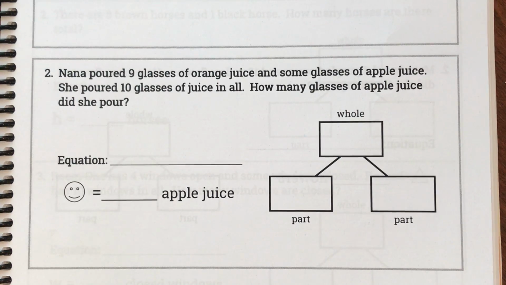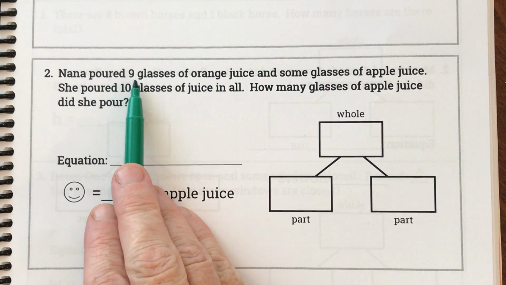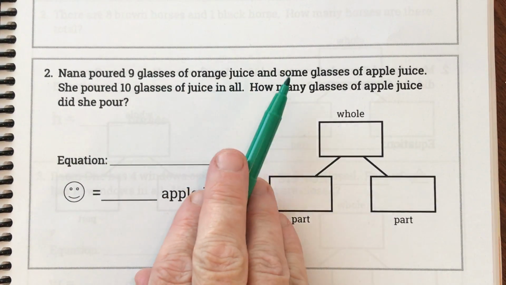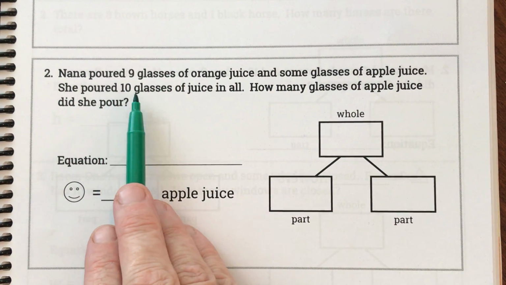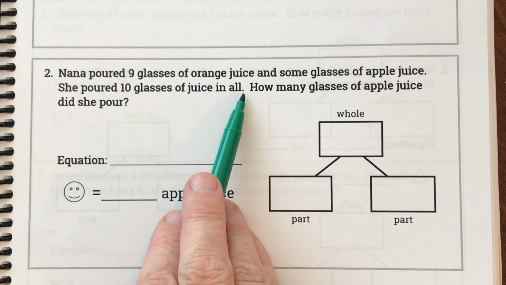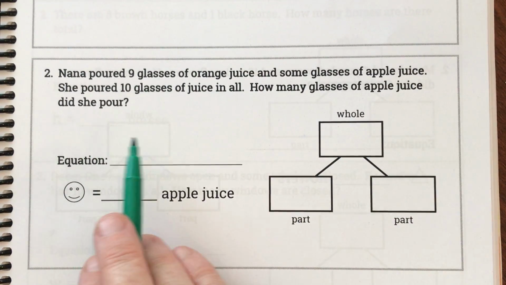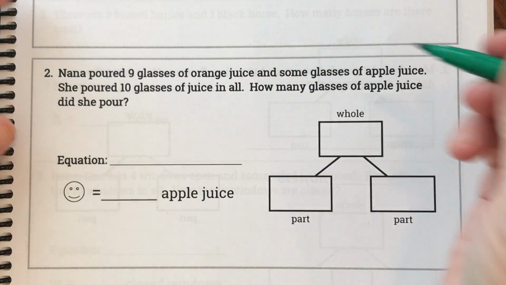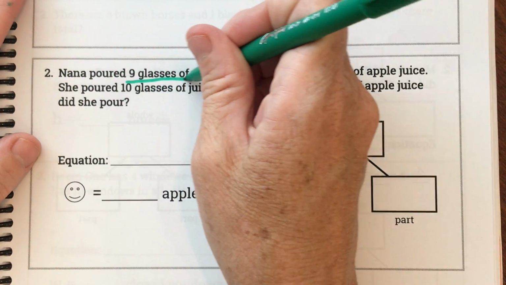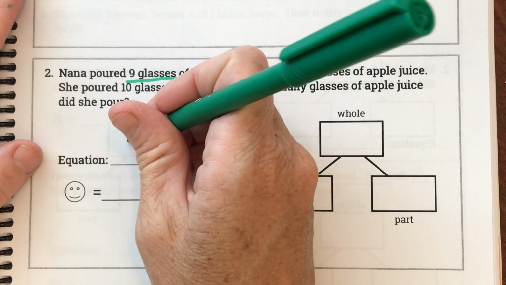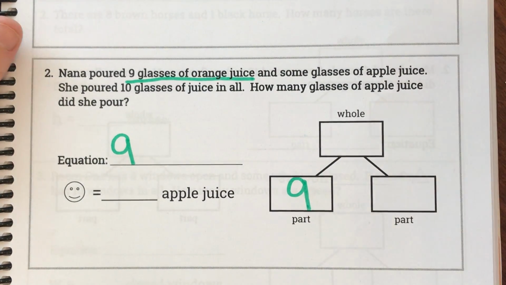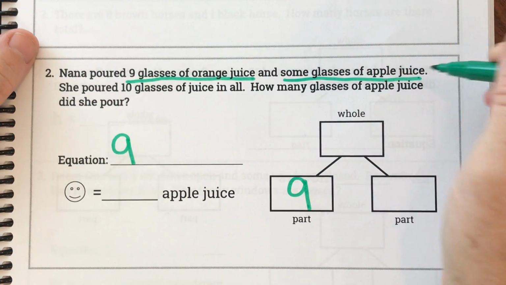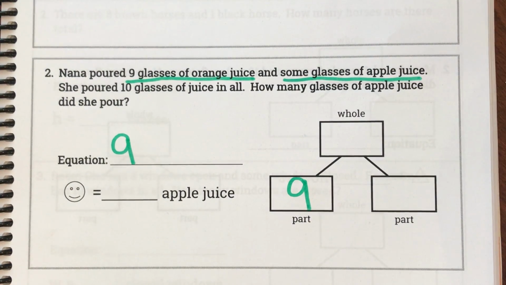All right, let's read our next question. Nana poured 9 glasses of orange juice and some glasses of apple juice. She poured 10 glasses of juice in all. How many glasses of apple juice did she pour? Okay, let's go back and read this. Nana poured 9 glasses of orange juice. So we know how many our first part is, but then it says, and some glasses of apple juice, some. Some is our unknown. We don't know how many glasses of apple juice.